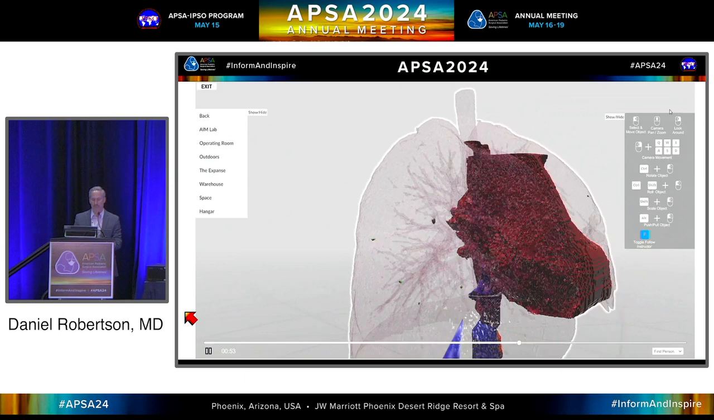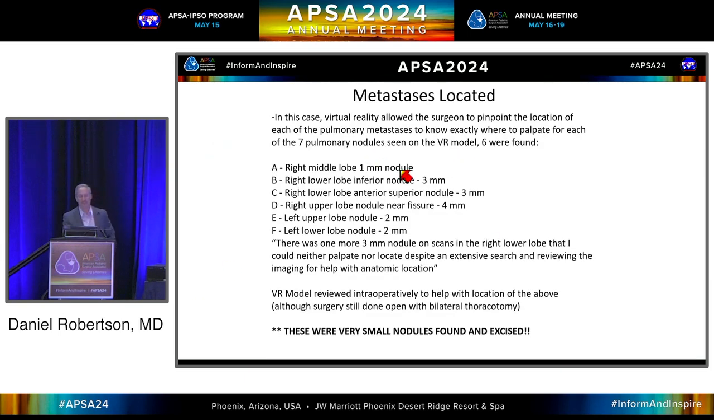In this case, these are the metastases that we saw ahead of time, and you can see we were able to find, and this was with open thoracotomy, 1 millimeter, 2 millimeter, 2 millimeter, 3 millimeter nodules, and that's because I knew exactly where to feel in the lung. If I was just palpating the lung blindly, I would probably miss some of those small ones. Now you can debate what the clinical importance of that is, but the idea is we want to be able to locate these with VR and hopefully with augmented reality so that we can take them out thoracoscopically even when they're intraparenchymal.